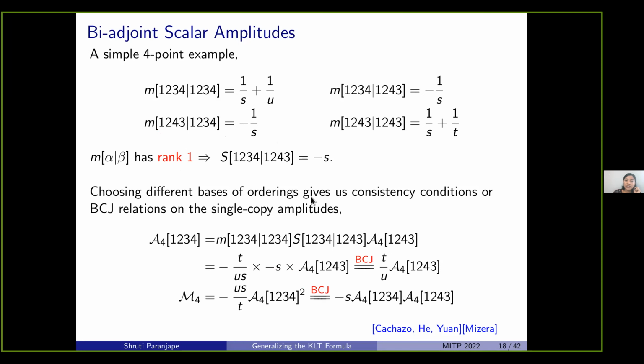And choosing different bases of orderings will then give me consistency conditions like this. And these are just BCJ relations. And I can then write down the double copy. Okay, so this is kind of what I want to do, except I want to change what I mean by the identity. Before I do that, let's notice why changing the identity might be scary.